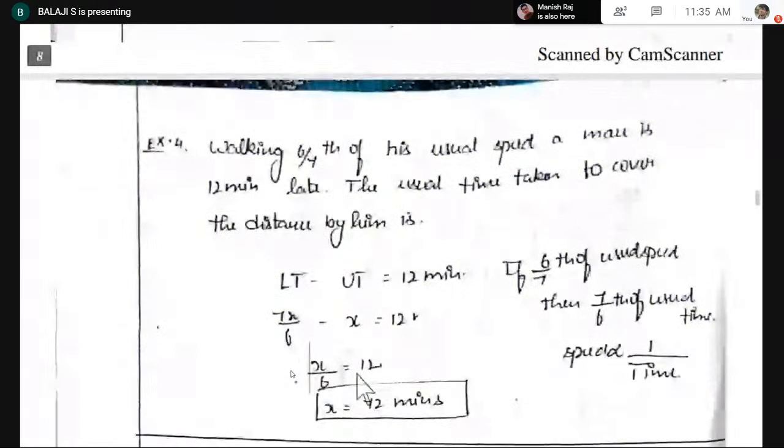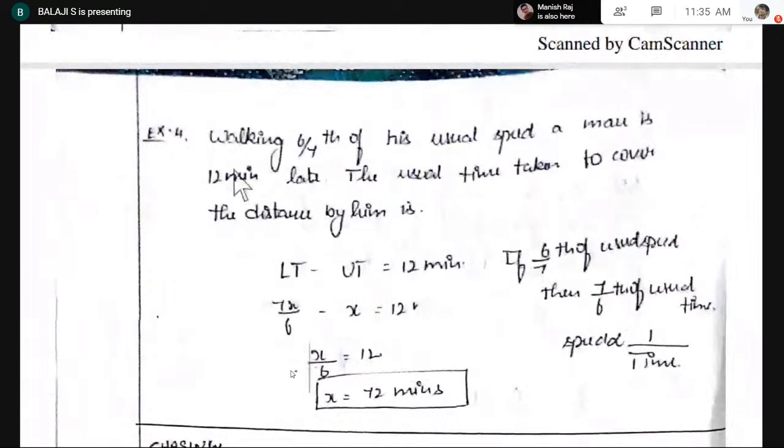Okay, another sum. It's not like the previous sum, late and early; it is usual timing. See here, walking at 6 by 7th of his usual speed, a man is 12 minutes late. The usual time taken to cover the distance by him is? See here, understand the question. Suppose if you don't understand the question, what you must do is read it twice or thrice. Okay, I'll read it once again. Walking at 6 by 7 of his usual speed, a man is 12 minutes late.